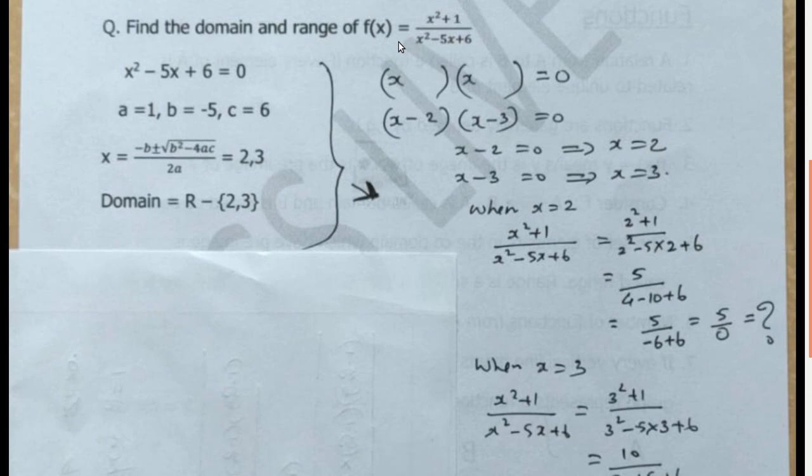Domain is the set of all x elements. Range is the set of all y elements. So we have to find the x elements. Here, x² − 5x + 6. You can find the value of x either by using the quadratic equation or by factorization.